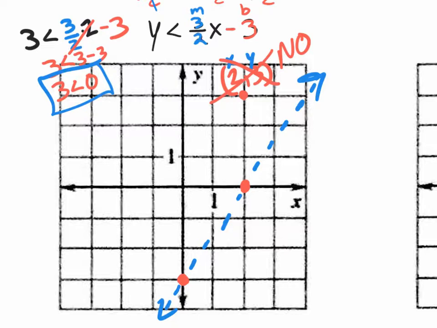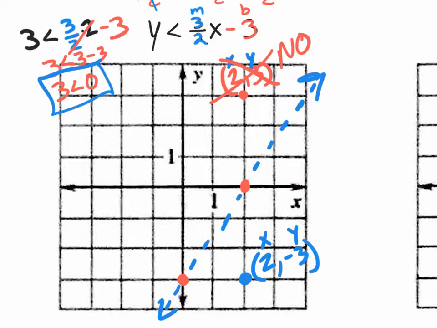So where must your answers be if it's not up here on this side? It must be on the other side. Okay? So any point down here will work. For example, if I were to pick a point like 2, negative 3, if I plug in a 2 for x and a negative 3 for y, it will work.